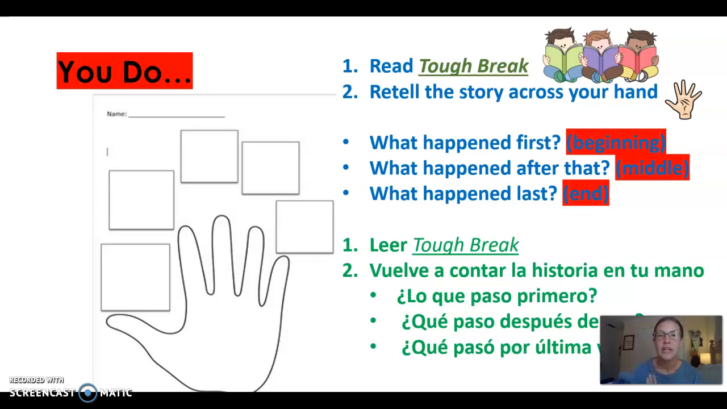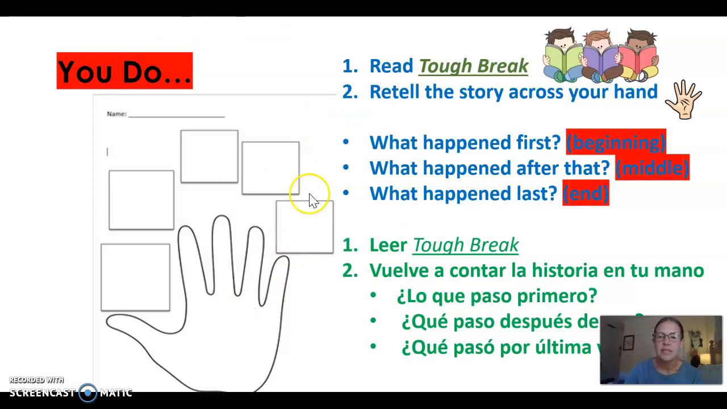And so to fully understand and remember what happened in Tough Break, we're going to retell the story across our hand. And you're going to give me 5 major events or details that happened in the story. So as you move through your fingers, I want you to be thinking, what happened first or in the beginning? What happened after that or in the middle? And then what happened last or in the end?